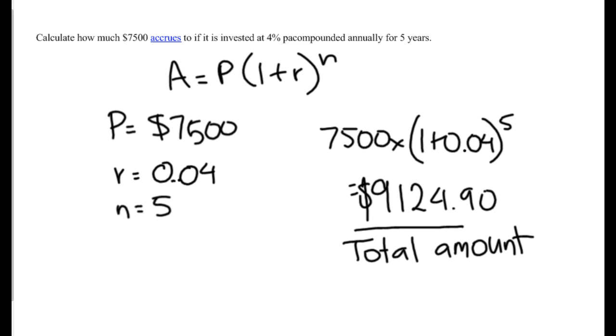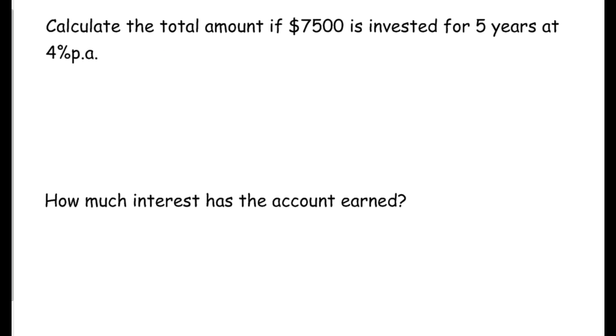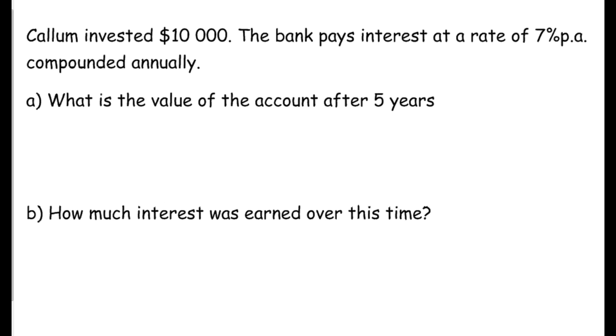Okay, let's have a go at another example. Okay, Callum invests $10,000. The bank pays interest at a rate of 7% per annum, compounded annually. What is the value of the account after 5 years? So same thing again. Okay, my P is $10,000. My R is 0.07 this time, and my N is 5 again. So, put that in my formula.